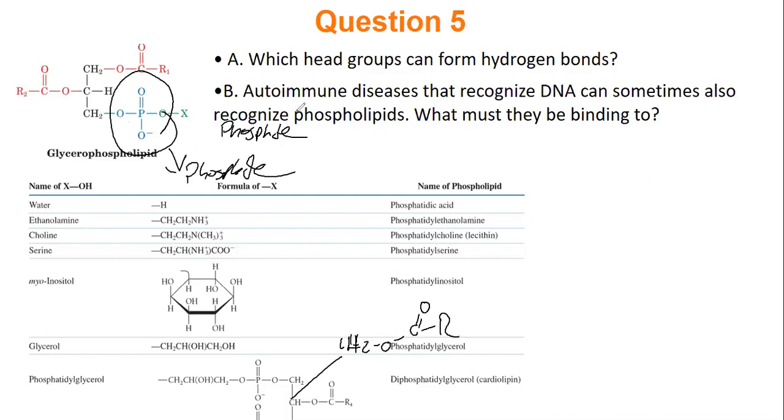Can I go over B again? Sure. DNA has phosphate in its backbone. So if I'm an antibody that can recognize a phospholipid and DNA, the thing I must be binding to is phosphate.